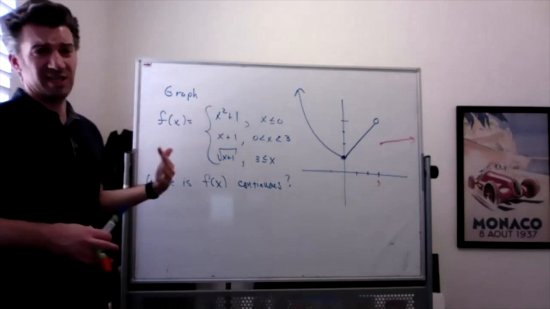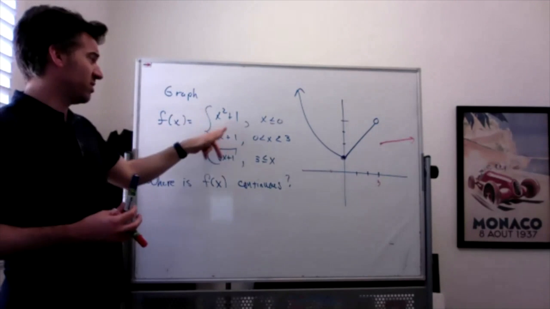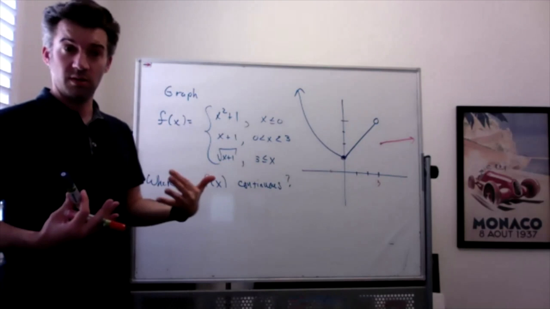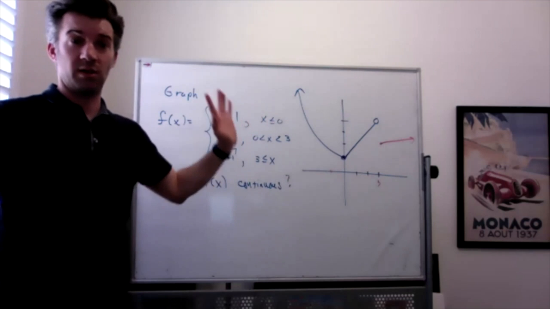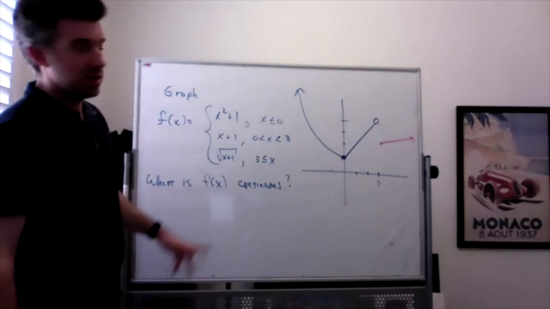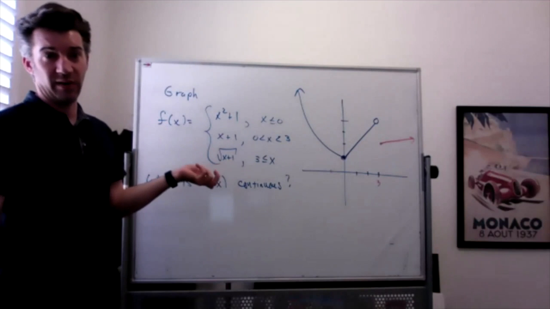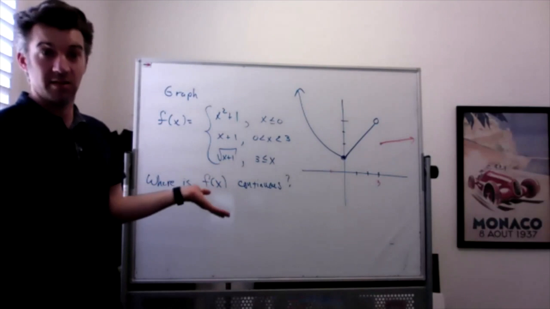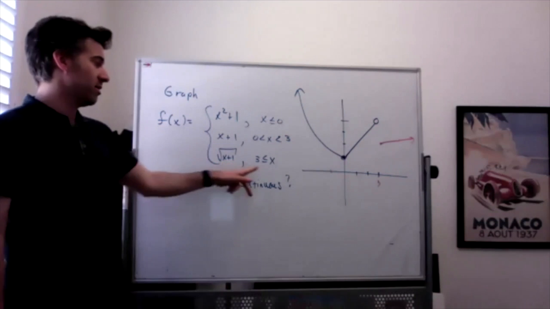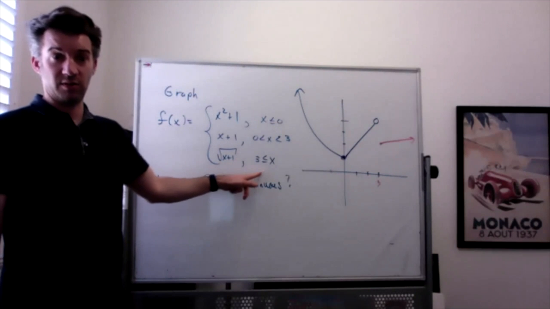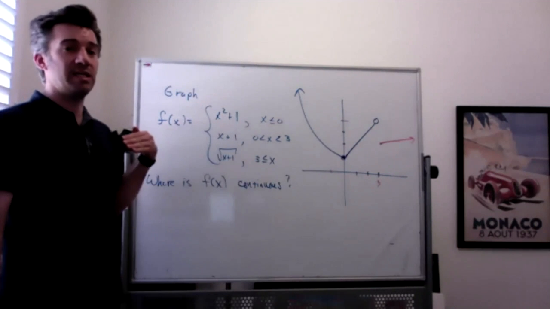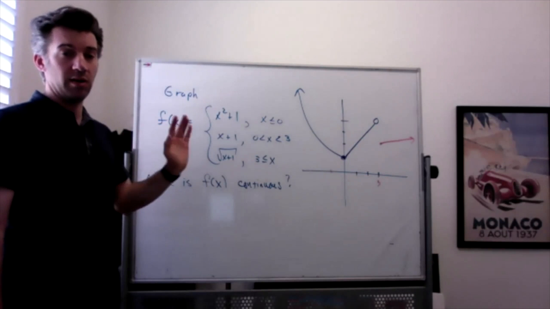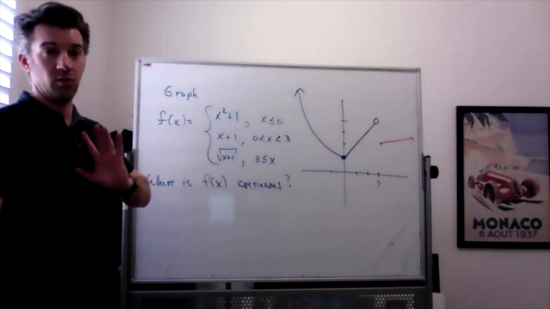These first two are actually continuous everywhere, right? X squared plus 1 and x plus 1 are both polynomials, and polynomials are always continuous everywhere, which is great. Square root of x plus 1 isn't continuous everywhere. It's not continuous where it's not defined, but it certainly is defined when x is bigger than or equal to 3 on this domain here. So each of these pieces of this piecewise function are individually continuous on their own domains.